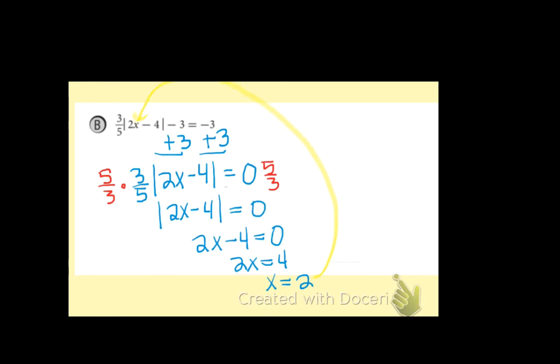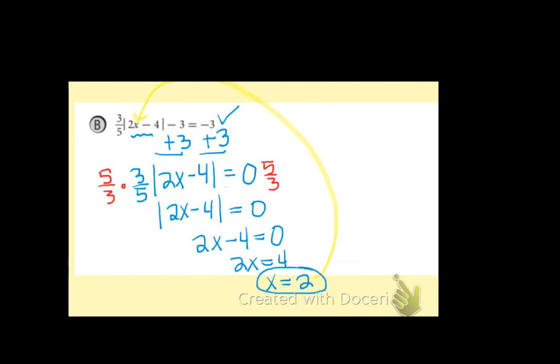So first, when I would plug it in, I'd have to do the absolute value part right here. So that would be 2 times 2, which is 4, minus 4, which is 0. The absolute value of 0 is 0, multiplied by 3/5 is 0. And then minus 3 would equal negative 3. So it checks in the original, and we know that means that's our solution then. And just 1 this time, just x equals 2.